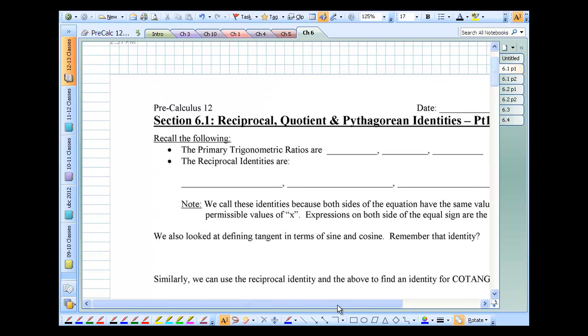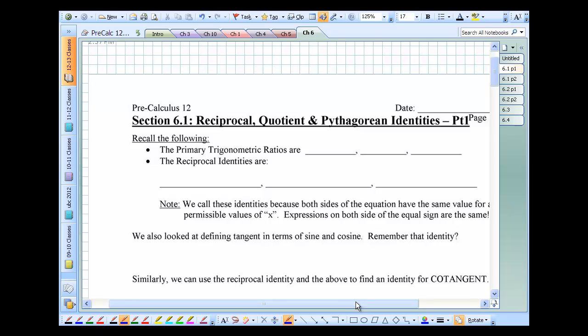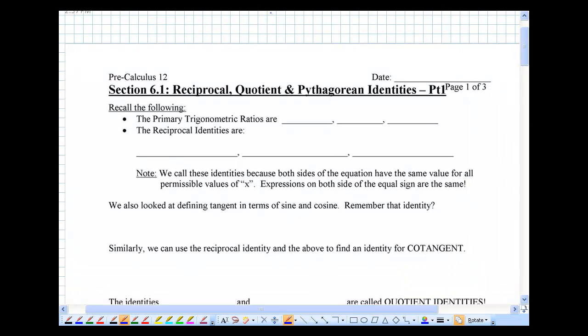Alright, 6.1 today. Hey, we're on our journey in trig, and we're at the last chapter of trig. So if you like trig, oh, so sorry, it's the end. If you don't like trig, then yeah, it's the end.